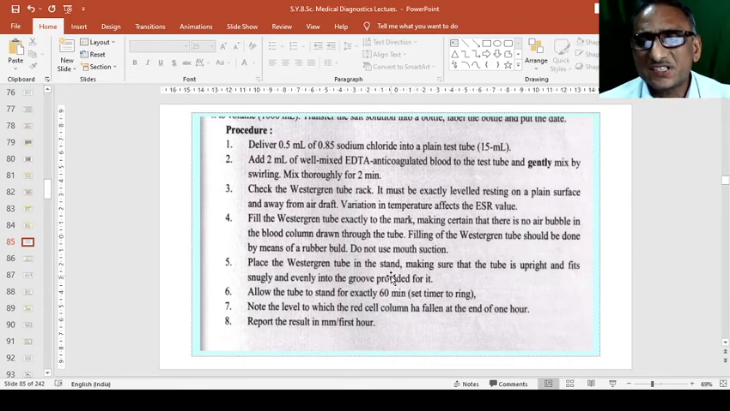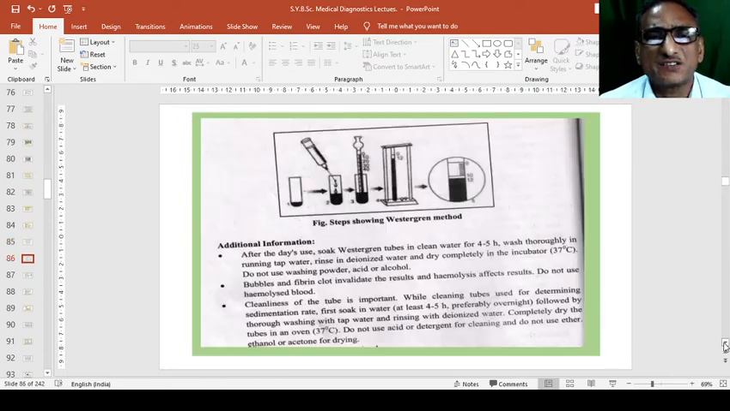Then keep the tube on the stand, upright, not slanting, and allow the tube to stand for exactly 60 minutes by setting the timer. Note the level to which the red cell column has fallen at the end of the 1 hour, and report the result in mm per first hour. So in 1 hour you can calculate and report the result.